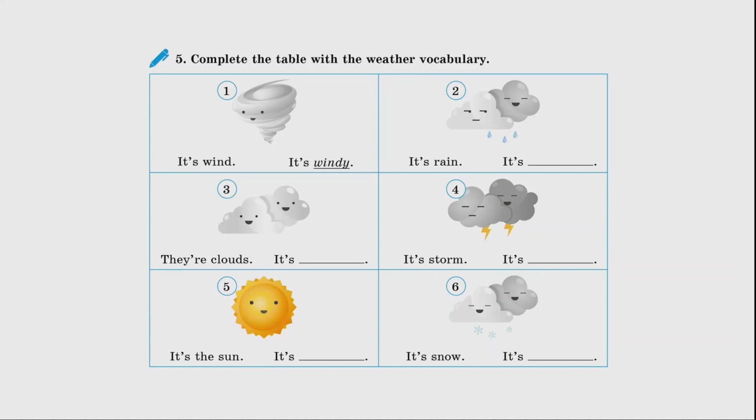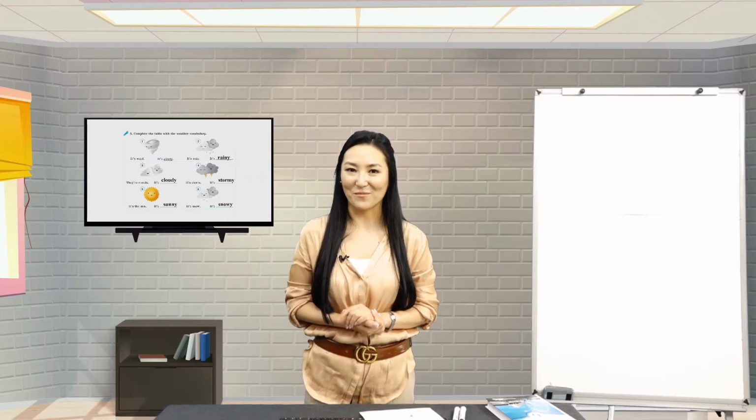It's rain. It's rainy. There are clouds. It's cloudy. It's a storm. It's stormy. It's the sun. It's sunny. It's snow. It's snowy. Let me ask you something.